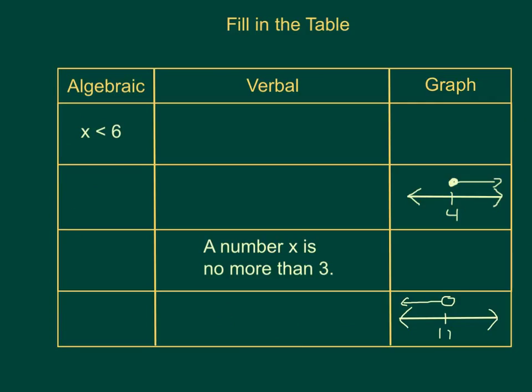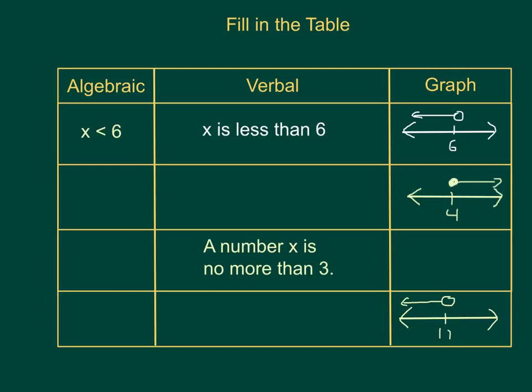Alright, what I want you to do now is try to fill in this table, and I'll go one row at a time. I want you to fill in this table here to show the different ways to represent the same inequality. Starting with this inequality here, can we write it out verbally and graphically? Pause the video, give it a shot, and then check your work. Alright, here we go. We would read that as x is less than 6, and the graph would be an open circle at 6, and the arrow would go over to the left.